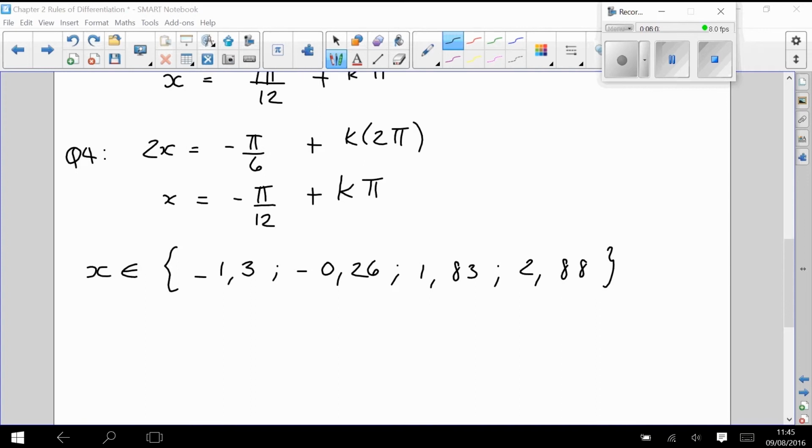2.88. What I want to do next is I want to test whether these stationary points are going to be local minimum or local maximum turning points. Let's do that by first finding the second derivative of our function.